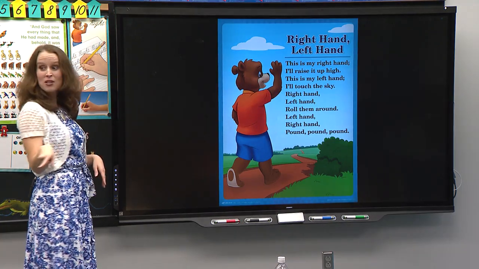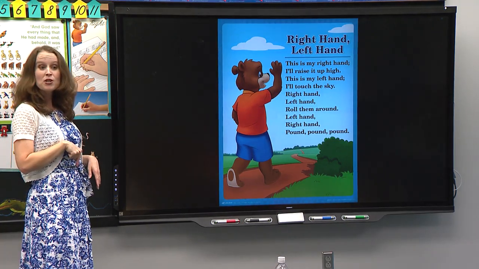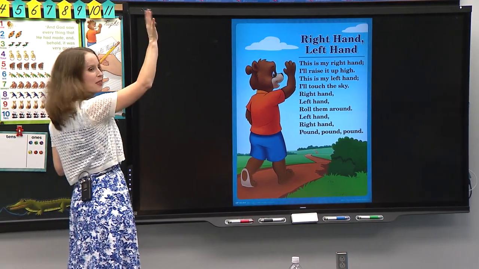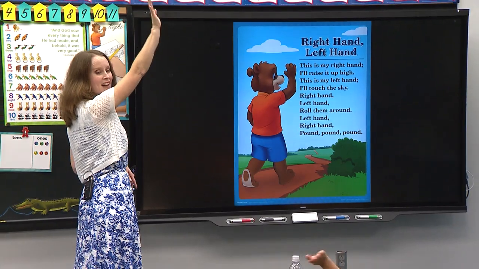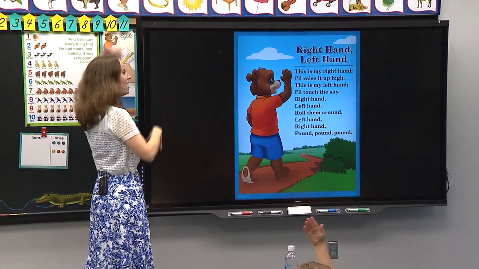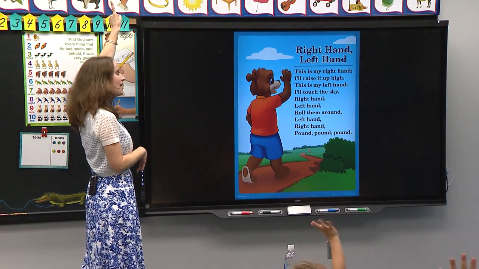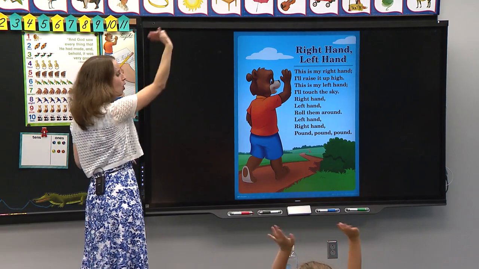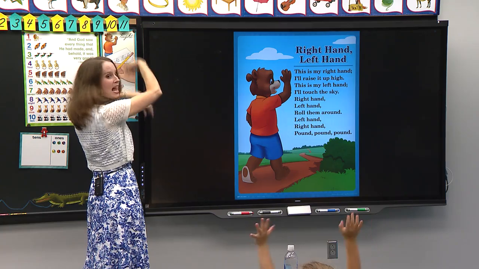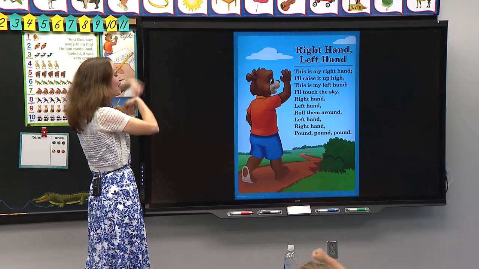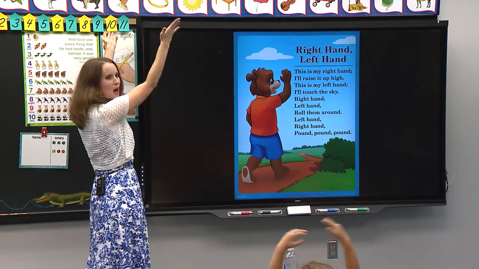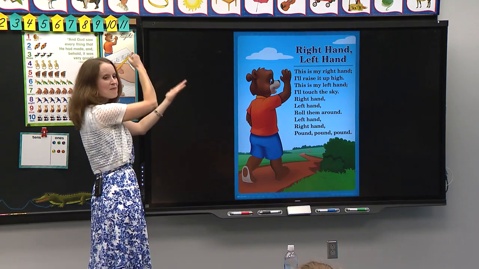All right, students watching, boys and girls in our classroom, join me with just the motions. Listen to the words. This is my right hand, I'll raise it up high. This is my left hand, I'll touch the sky. Right hand, left hand, roll them around. Left hand, right hand, pound, pound, pound.